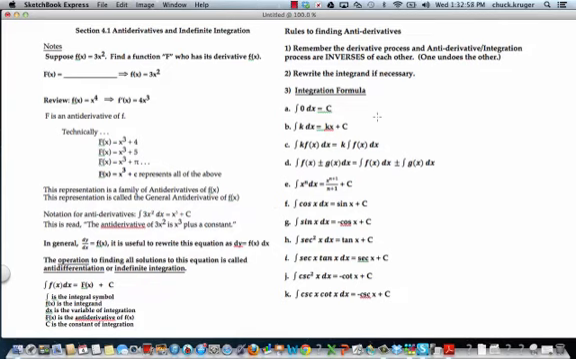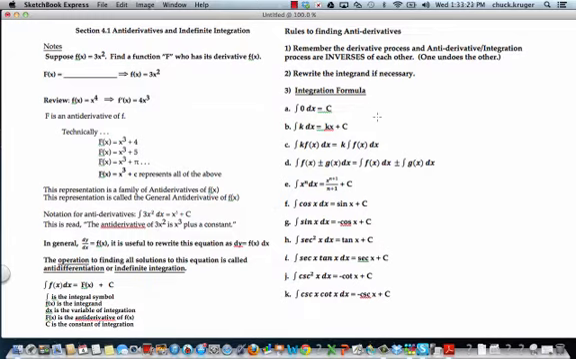Hi, these are the notes on section 4-1, antiderivatives and indefinite integration. I'm going to start at the top. It says suppose f of x equals 3x squared. Find a function capital F who has as its derivative f of x. By that I mean if f of x is the derivative, what type of function did it come from?